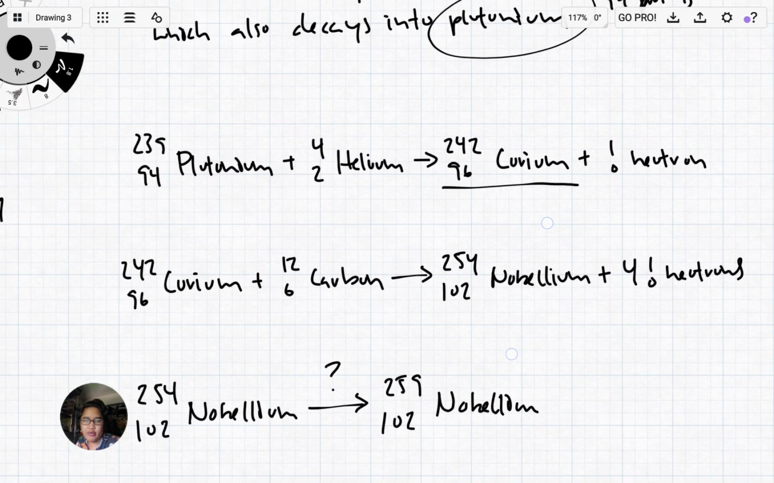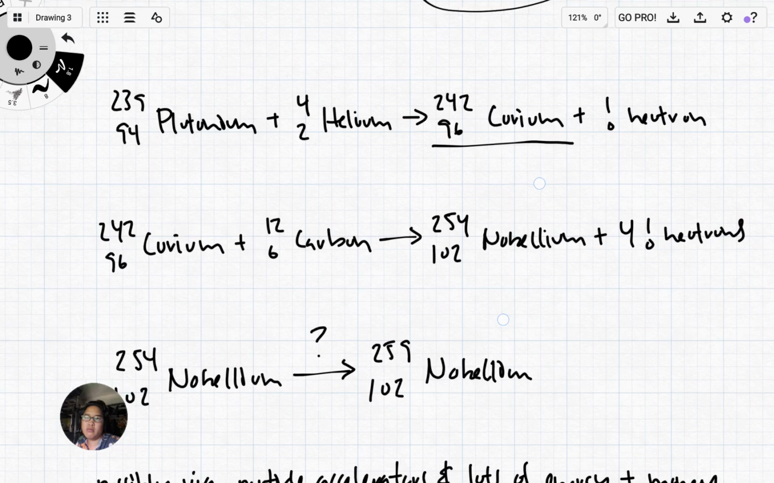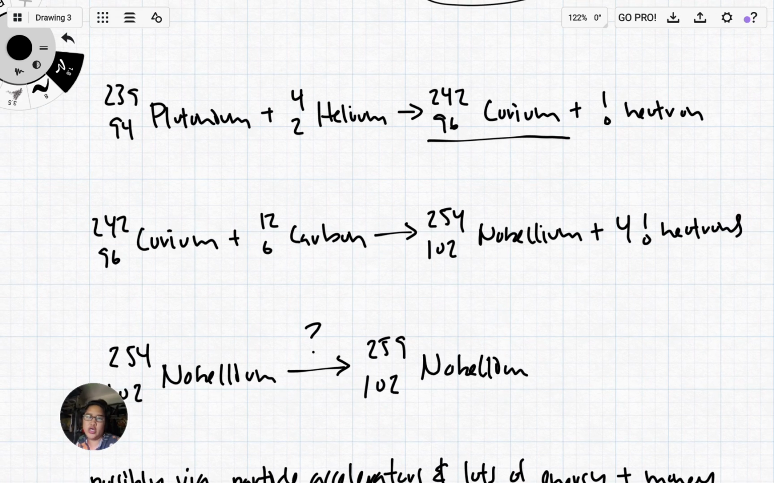I initially thought that we would just keep bombarding with neutrons until it just becomes nobelium. But apparently, there are equations that we can use. And the equations are, you use 239 over 94 plutonium plus 4 over 2 helium to get 242.96 curium and 1 neutron.